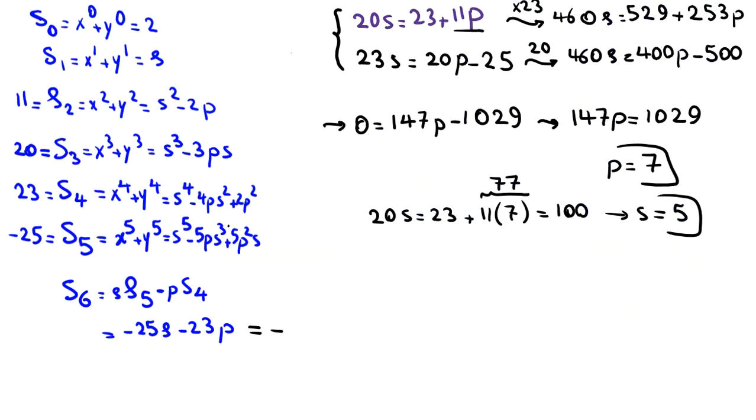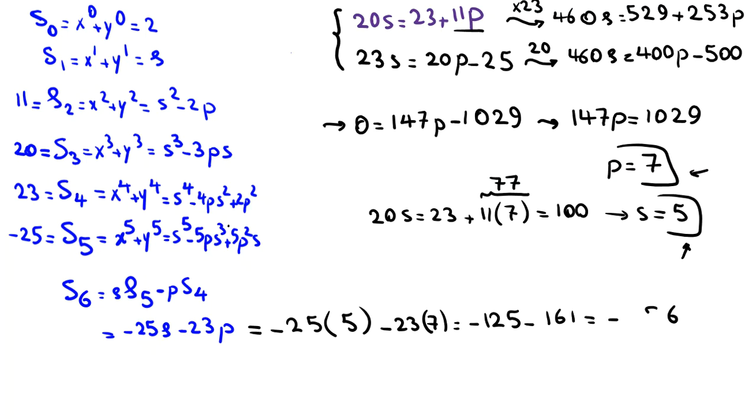Okay, so let's replace negative 25 times s. S is 5 here. And negative 23p, replace p with 7. It will be what? The first one, minus 125, minus 7 times 23: 7 times 3 is 21, 7 times 2 is 14 plus 2 is 16, so 1, 6, 5. Minus 125 minus 161, that's negative 286. So we've solved with Newton's method, or Newton's sums.